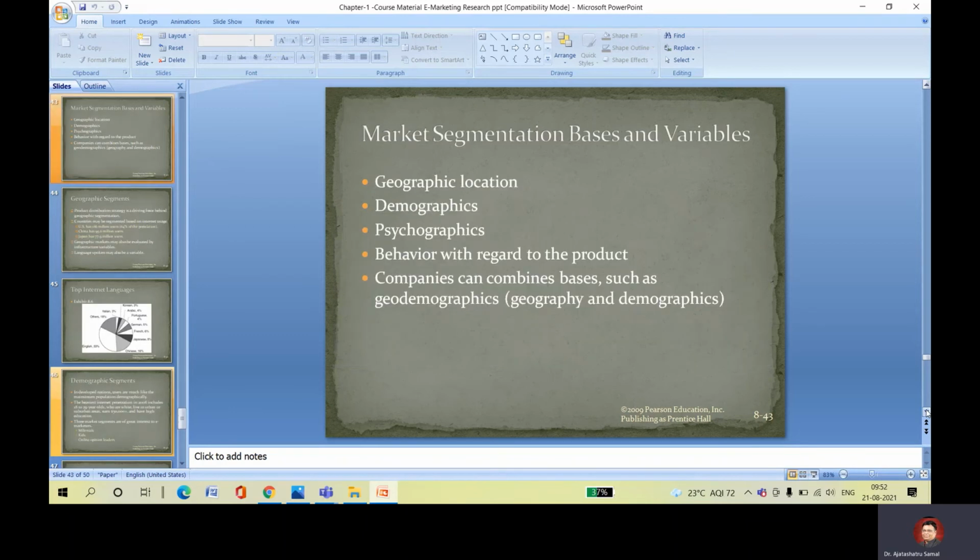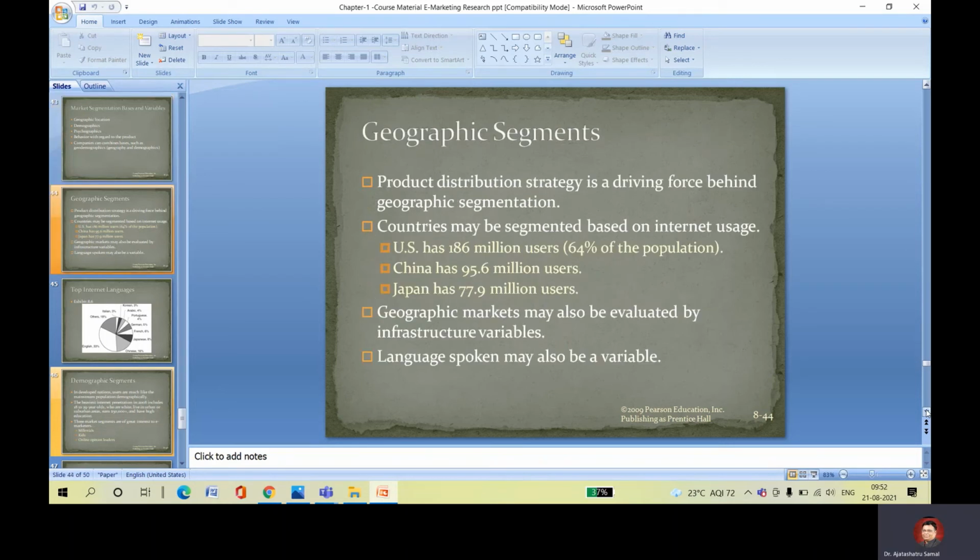Market segment bases and variables. You can identify geographical location, demographic, psychographic, and behavior with regards to the product. A company can combine bases such as geographic and demographic locations. Geographical segment: product distribution strategy is a driving force behind geographical segmentation. A country may be segmented based on internet users.